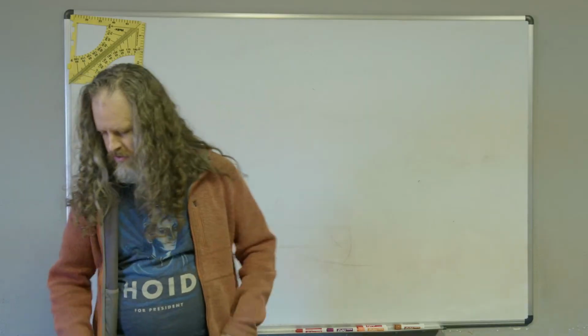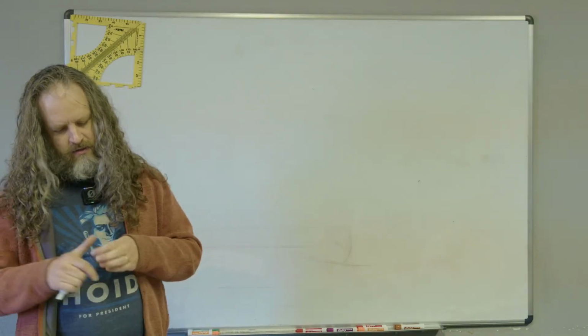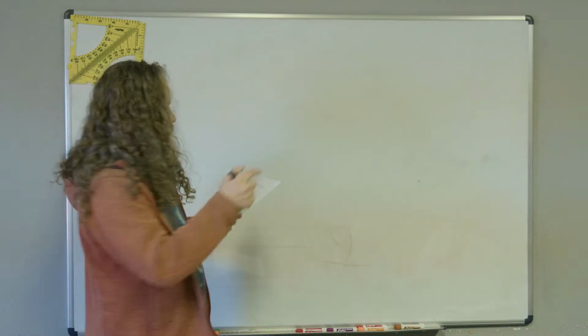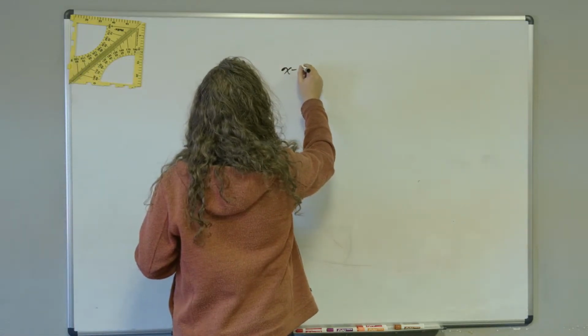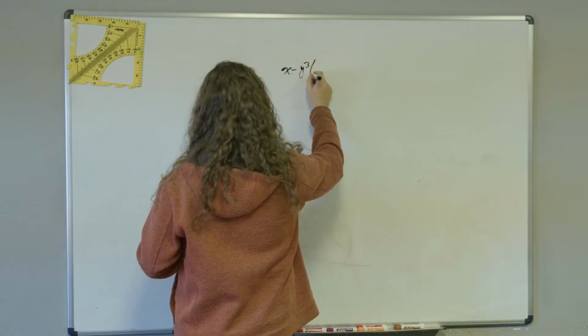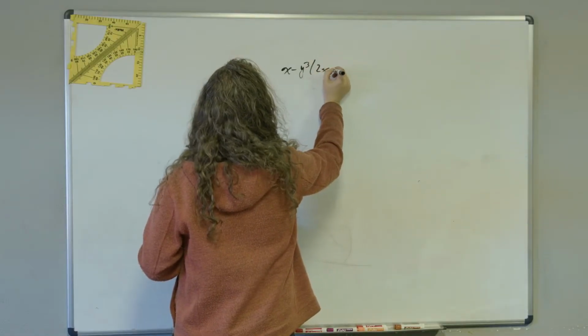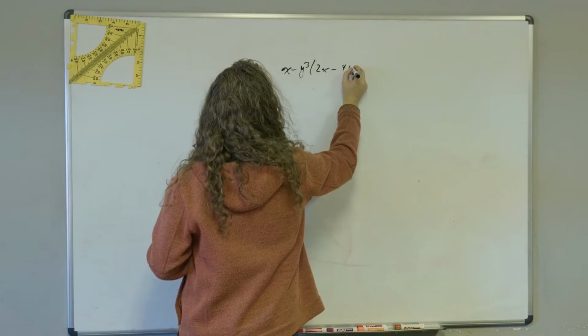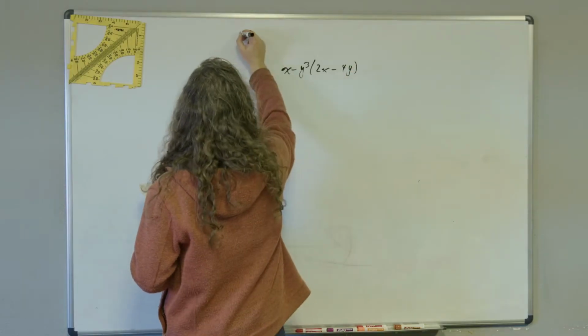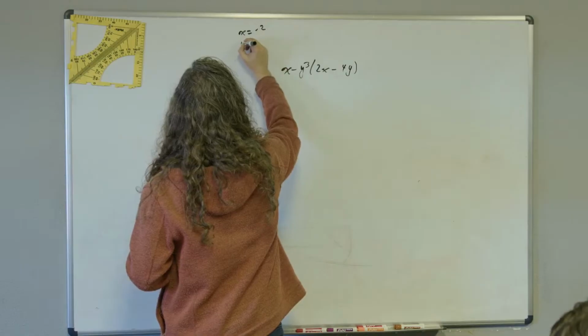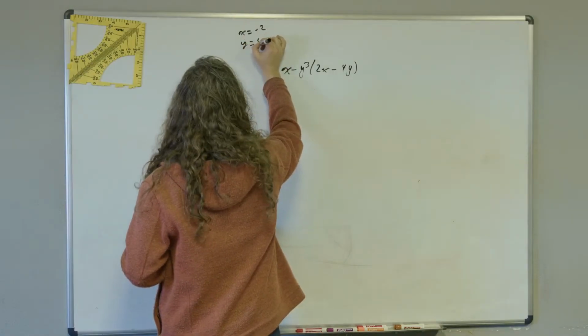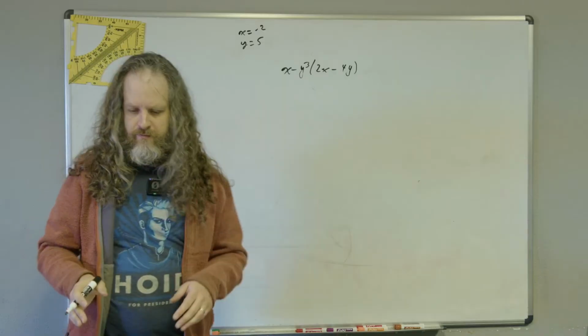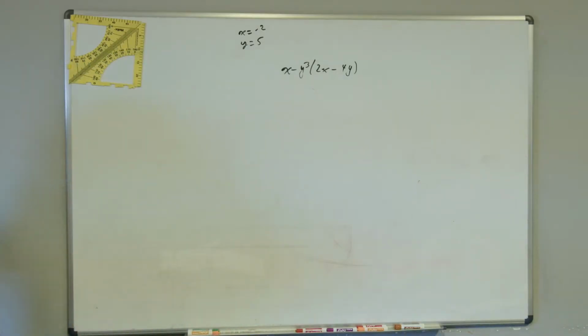Evaluate x minus y cubed times quantity 2x minus 4y. And we're told that x equals negative 2 and y equals 5. So what should we do? Substitute for x and y? Substitute for x and y sounds like a good idea.